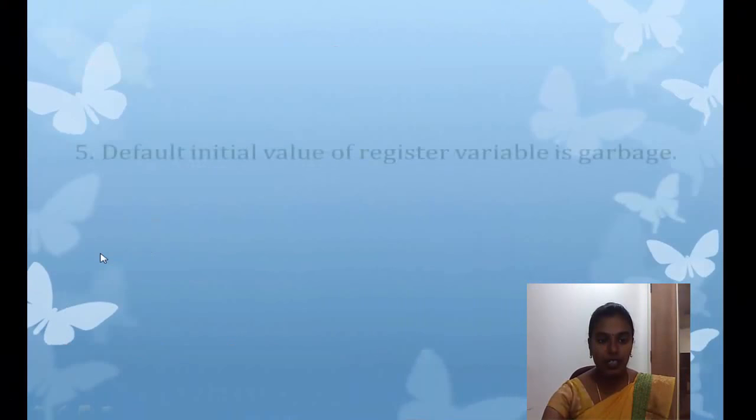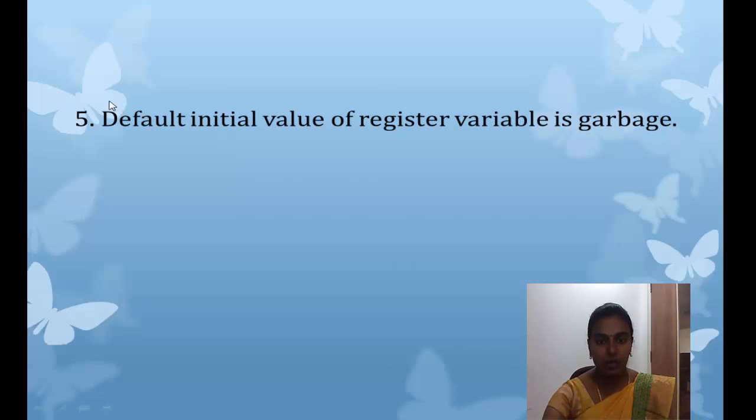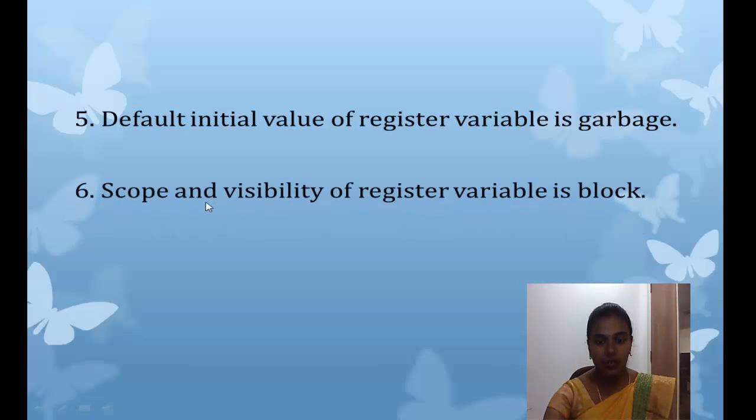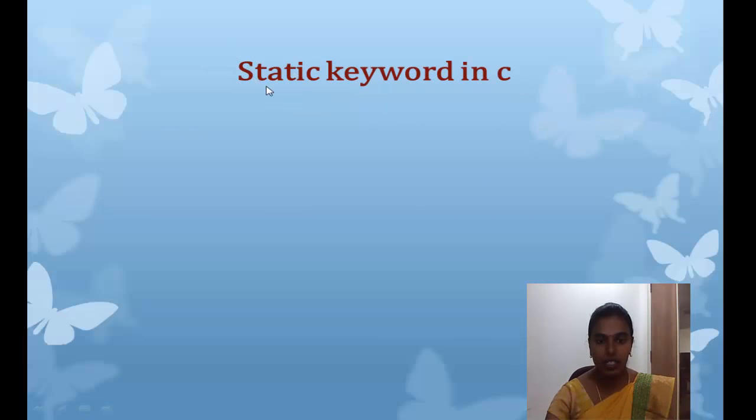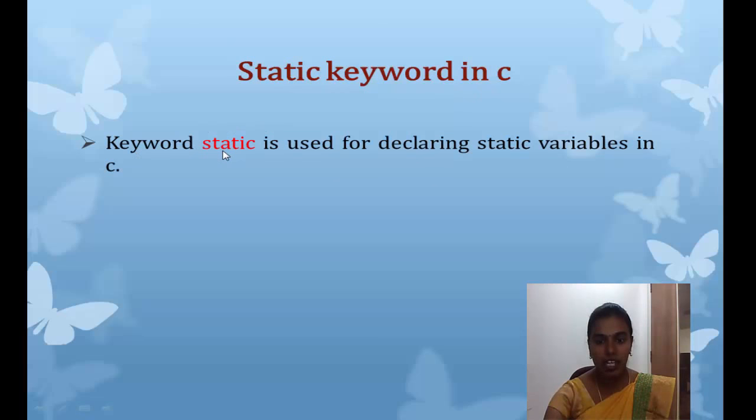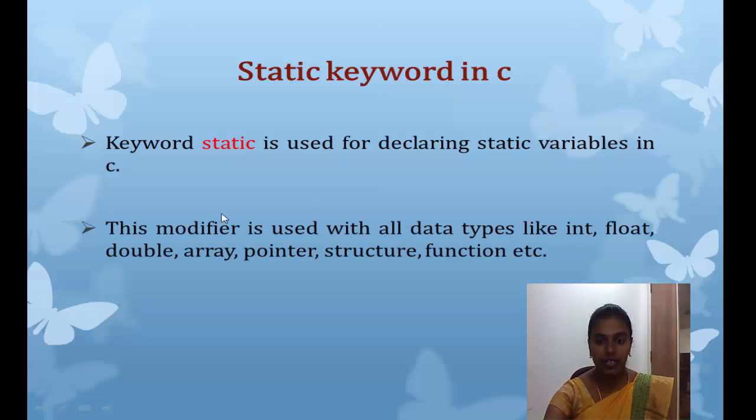And the fifth property is, the default initial value of a register variable is garbage. And another is, the scope and visibility of a register variable is block. Now let's discuss the static keyword in C language. The keyword static is used for declaring static variables in C. This modifier is used with all data types like int, float, double, array, pointer, structure, function, etc.